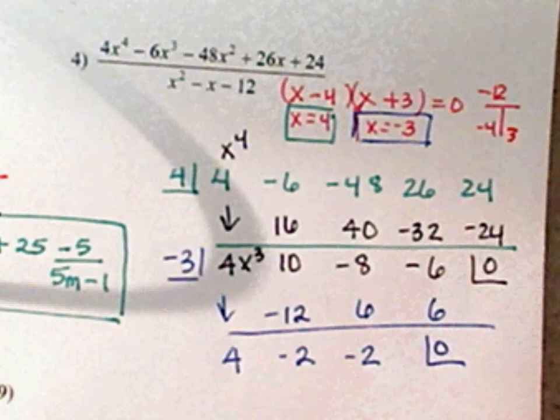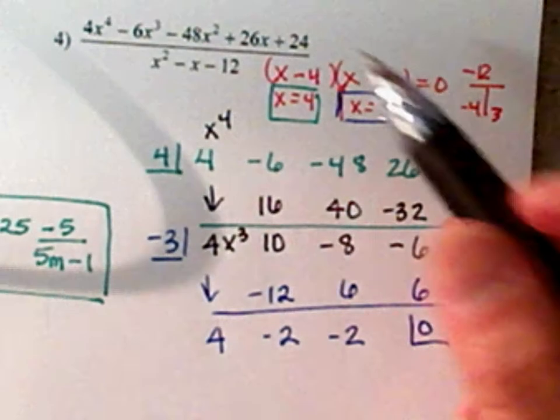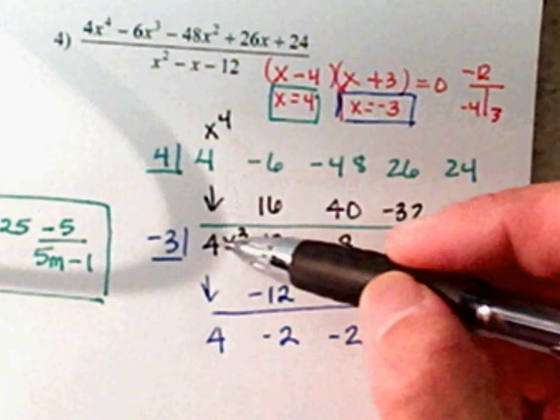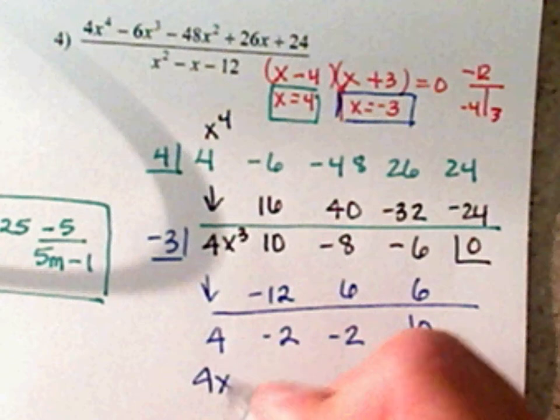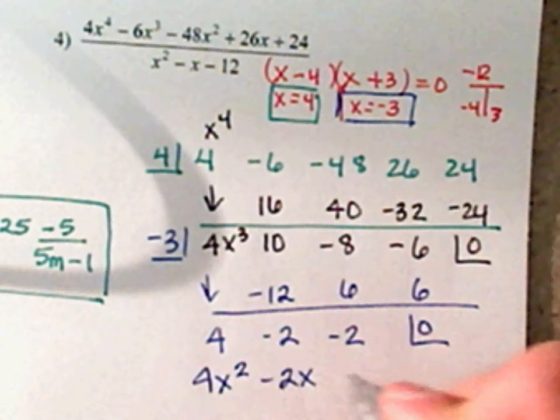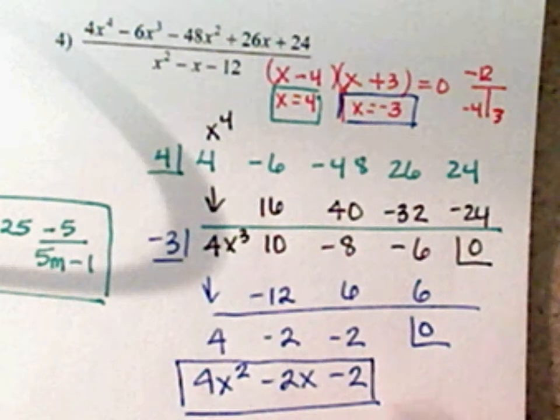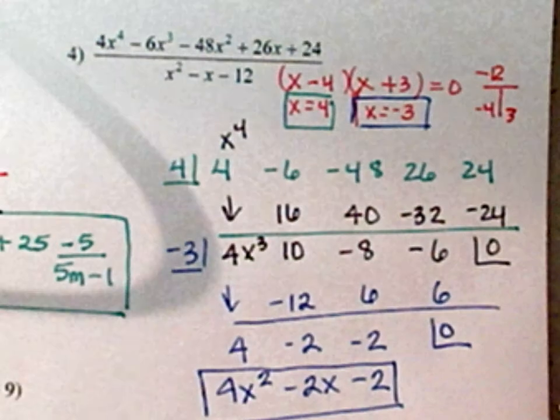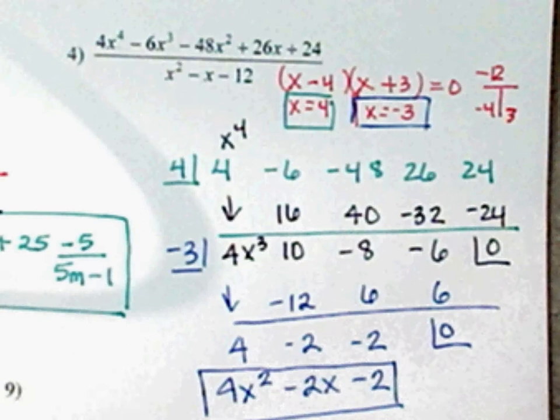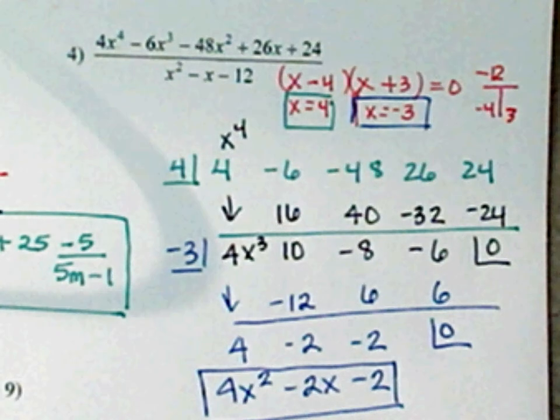So your final answer is, this was x to the 4th, x to the 3rd. This is now 4x squared minus 2x minus 2. Do not factor, do not do anything else, because the direction says synthetic division only. And there's number 4.